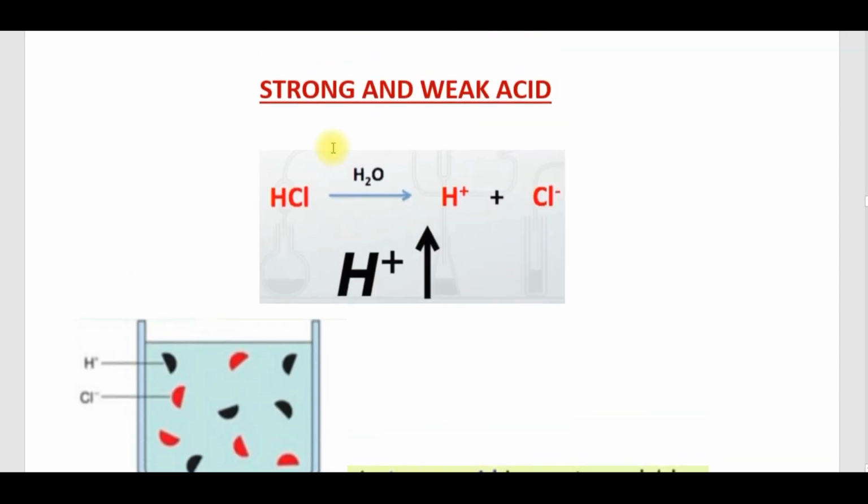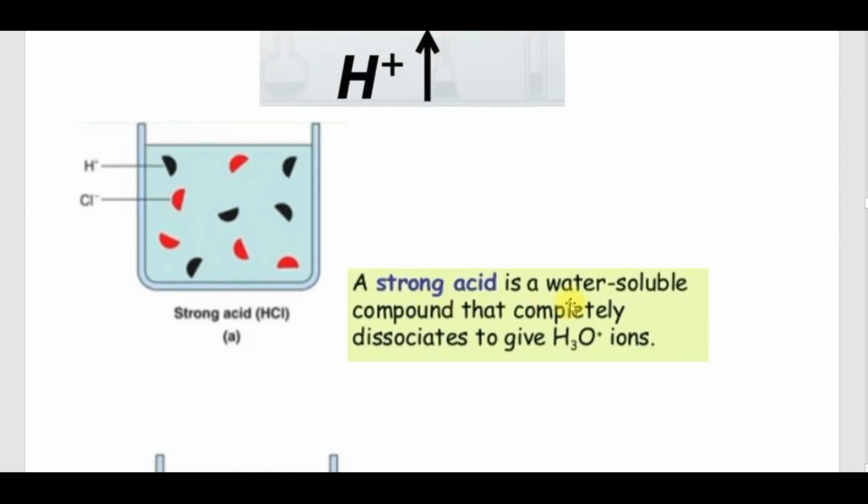Here HCl is given. In the presence of H2O it gives H plus and Cl minus. As it is an acidic solution, the concentration of H plus ions increases. What does a strong acid mean? Here one diagram is given. This is an H plus and this is a Cl minus. If you count, you can see 1, 2, 3, 4 and 5 H plus here, and 1, 2, 3, 4 and 5 Cl minus also here.